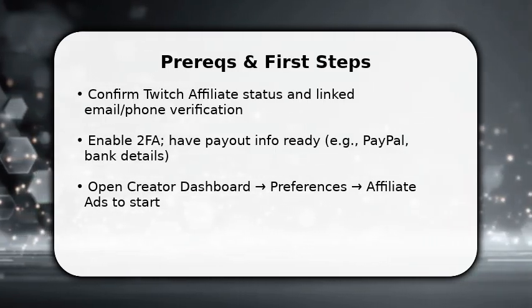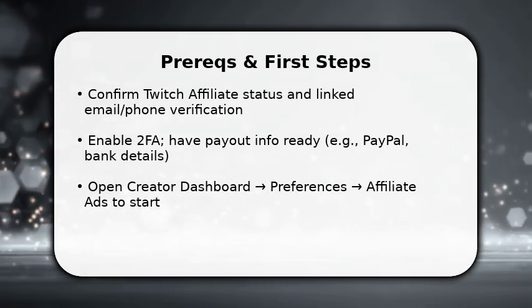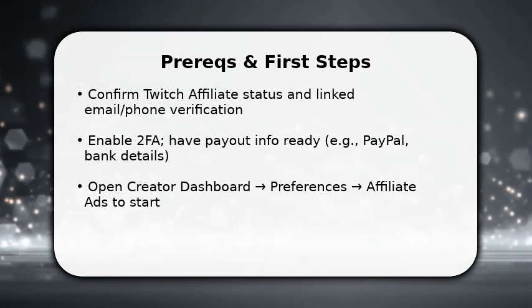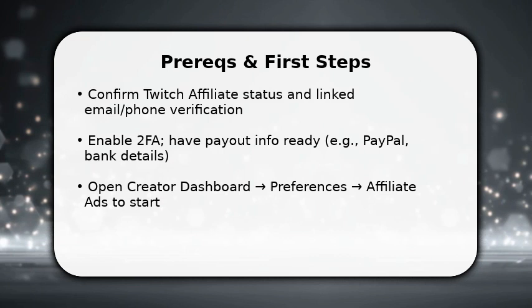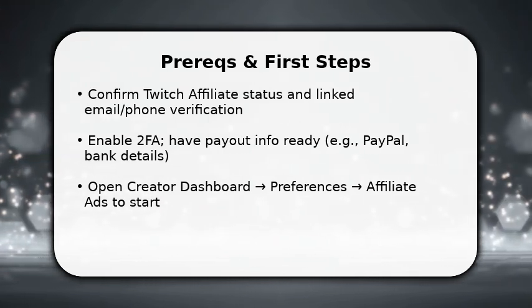Next, open Creator Dashboard and navigate to Preferences, then Affiliate Ads. This is where setup begins. You're taking action now. Don't stall on verification. Completing these first steps ensures Twitch can deliver ads and pay you correctly. So move to the dashboard and follow the prompts.